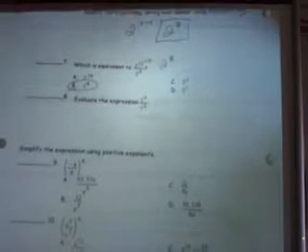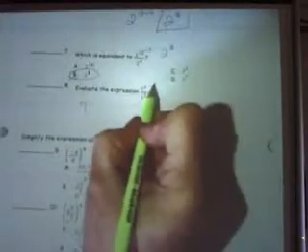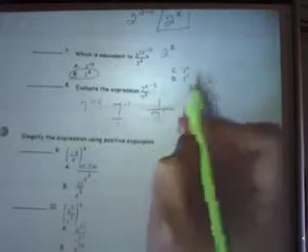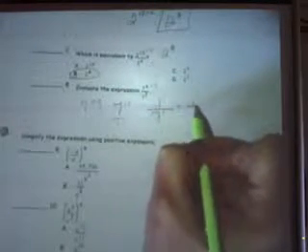Number 8, evaluate the expression. Okay, I'm dividing like bases, so I know I have to subtract the exponents. That's going to give me 7 to the negative 1. Remember, I don't want a negative exponent, so if I flip this, it's going to become 1 over 7 to the 1st, which just gives me 1 over 7.